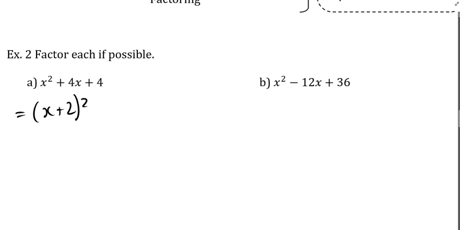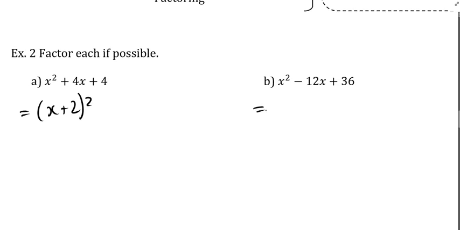There's only a couple of these to try. First term a perfect square? Yes. Last term a perfect square? Yes. What's the square root of 36? 6. So 6 times 1 times 2 is a 12. So yes, this is a perfect square. It shares the same sign as that middle term.